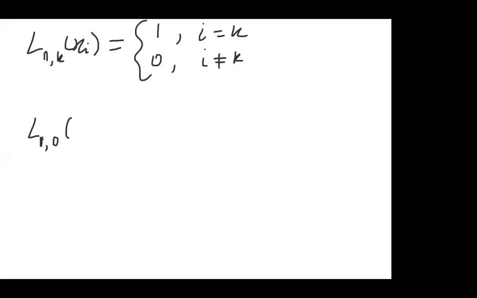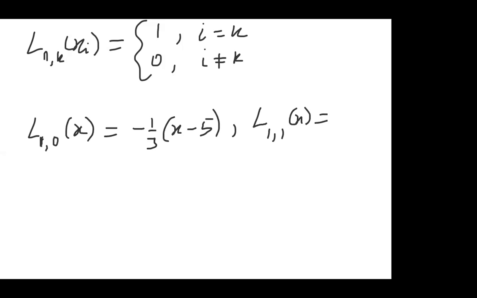Okay, so we found L10(x) to be equal to (x minus 5) times minus 1 over 3. And we found L11(x) to be equal to 1 over 3 times (x minus 2).